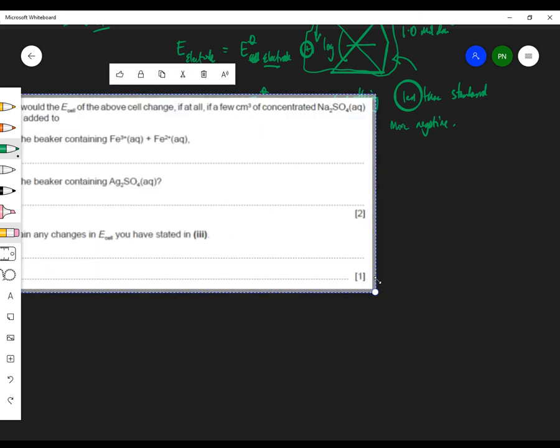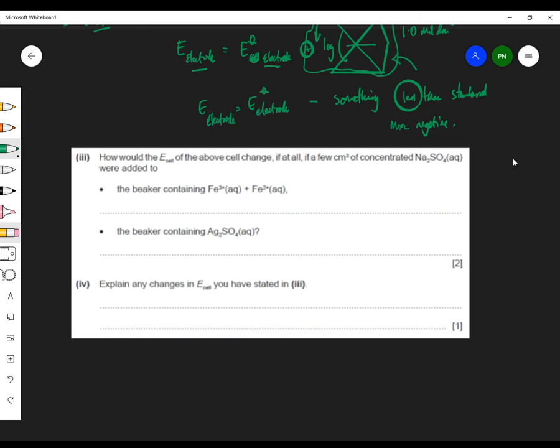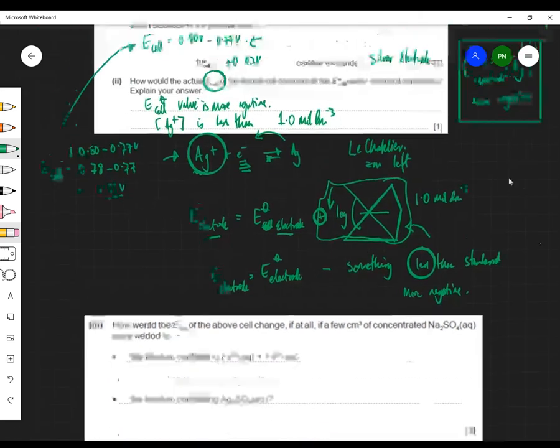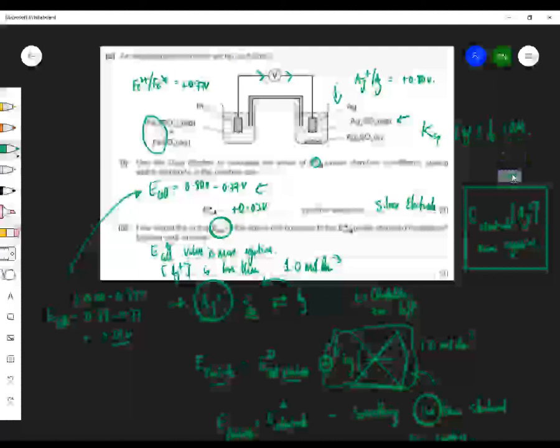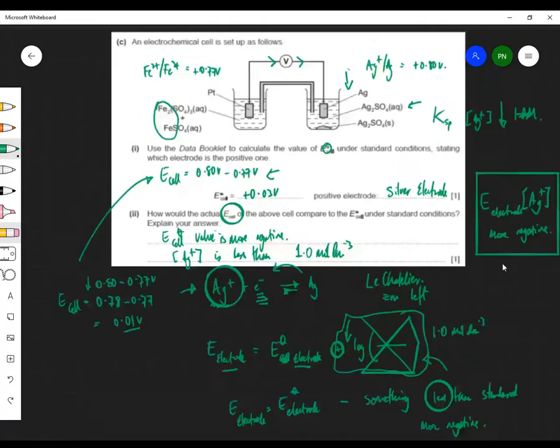How would the E cell of the above cell change if a few cc's of concentrated sodium sulfate were added to the beaker containing the Fe2+, Fe3+? Now let's have a look at that. Fe2+, Fe3+.